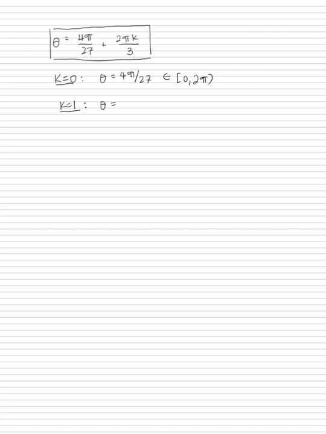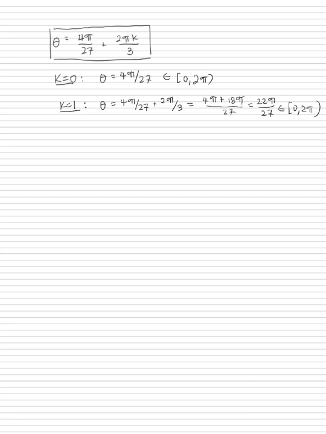Okay, then our theta is 4 pi over 27 plus 2 pi over 3. So this is what? 4 pi plus 18 pi, whole thing over 27. So this is going to be 22 pi over 27. So this is still inside of 0 to 2 pi.